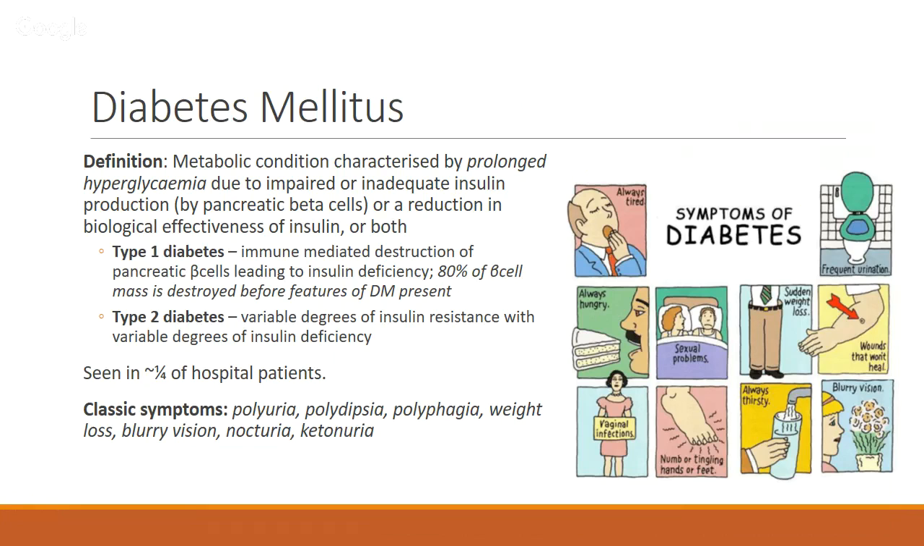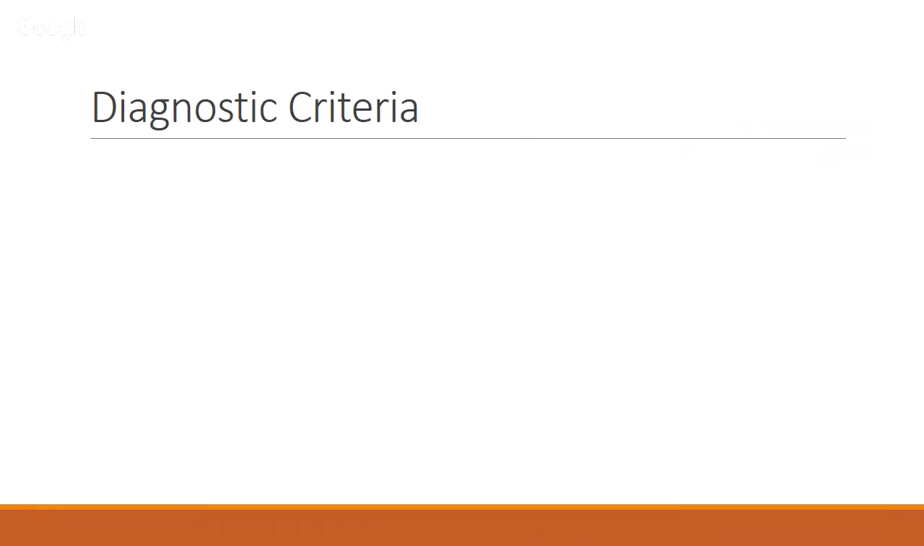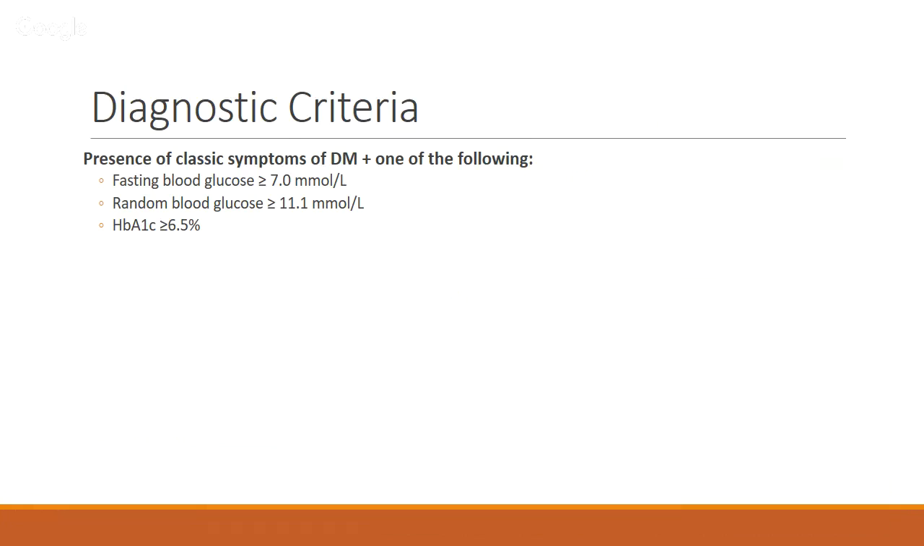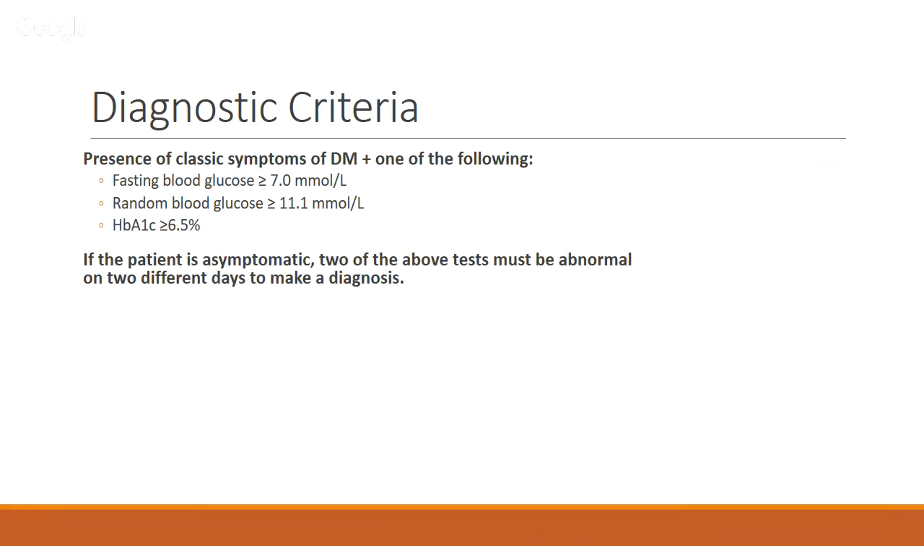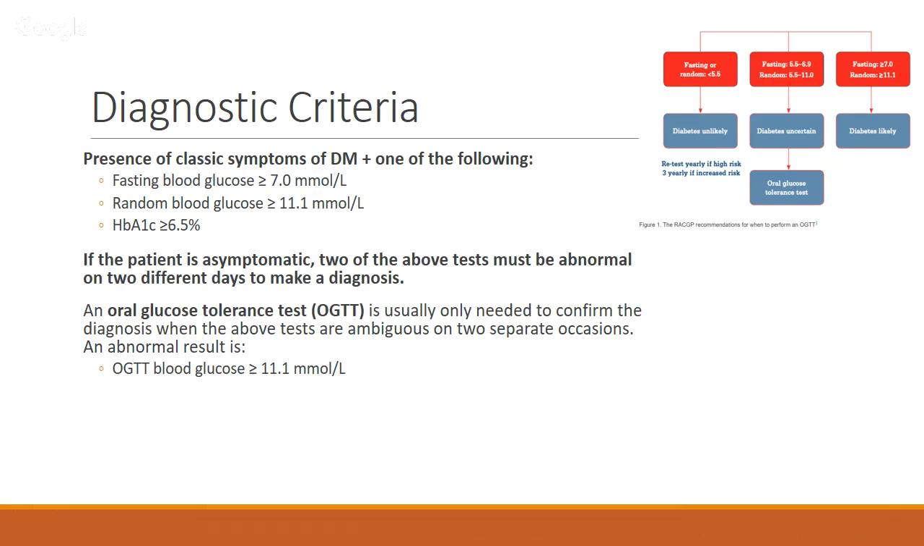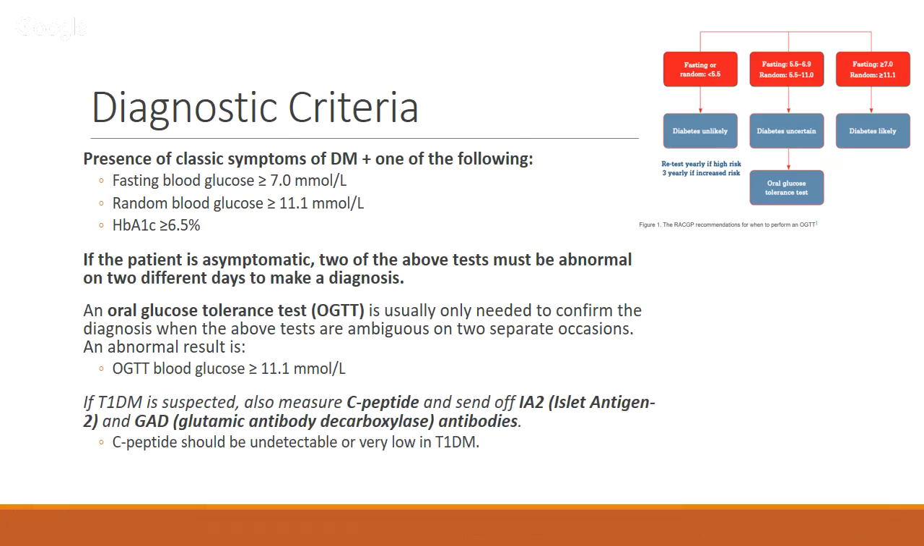Okay, and classically, the symptoms of diabetes are polyuria, polydipsia, polyphagia, and weight loss. Poly means many, so increased frequency and amount of urine you pass. Dipsia is thirst, and phagia is hunger. So the diagnostic criteria of diabetes is basically symptoms plus one of the following tests. If you don't have symptoms, you need two positive tests on two separate occasions. And you can proceed to an oral glucose challenge test if they're ambiguous. I'll not go through that now.